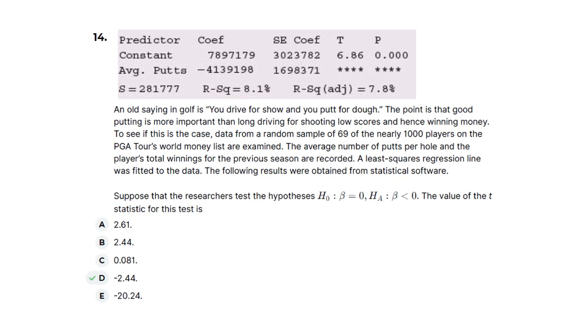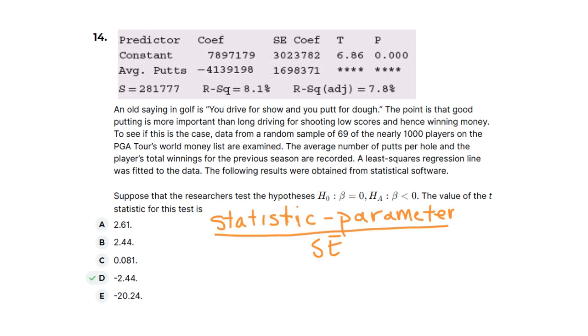On question 14, they are asking you to find that t-test statistic. That's definitely something we've done most of the year. So for any test statistic, the formula is your statistic minus your parameter divided by either your standard deviation or, in this case, our standard error. So let's find those things on this table. Well, actually, we're not going to find our parameter on the table, but we can find it here in the null hypothesis. So our parameter will just be 0.